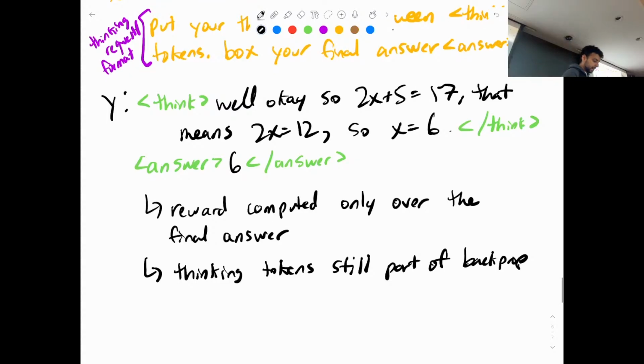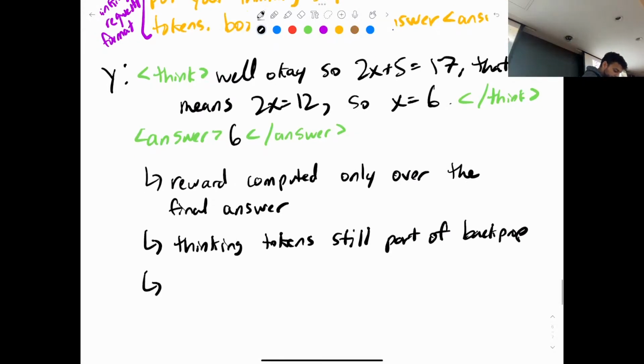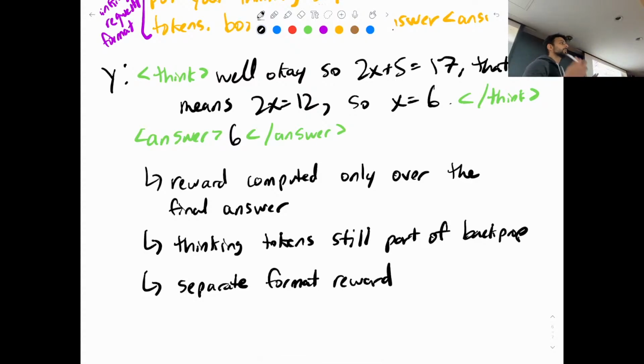Oftentimes we'll have a separate format reward, which is 1 if the response followed the correct format, with think, some tokens, end think, answer, answer, end answer, and 0 if it doesn't.